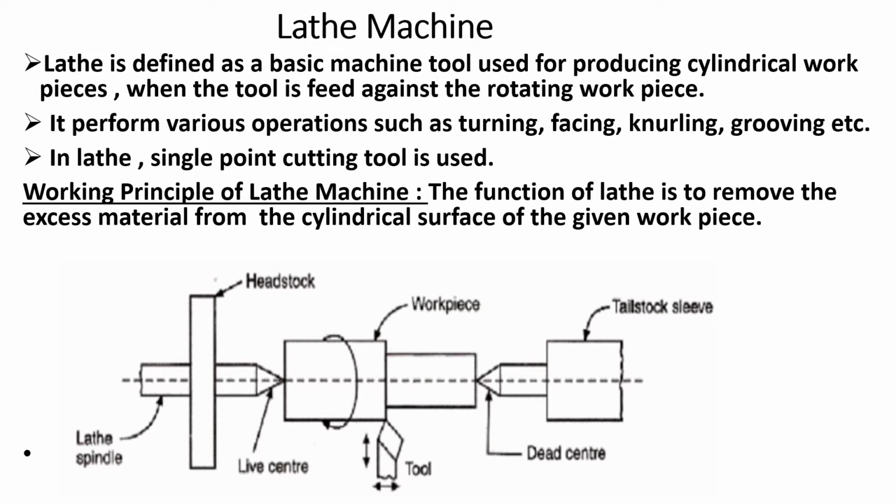It performs various operations such as turning. Turning means reducing the diameter. Facing means reducing the length. Knurling gives the grip to the workpiece. Grooving is nothing but making grooves like that. So these and other operations are done by the lathe machine.